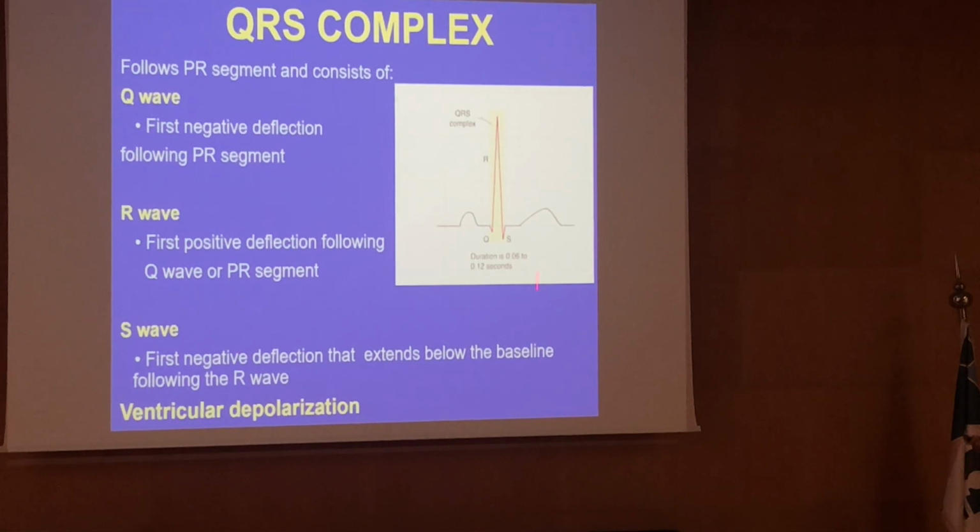Sometimes it could be all negative, and we call it QS. It depends on the location, it depends on the anatomy. So not necessarily will you see QRS in each signal. And in most of our signals, there is no Q wave, for example. Q wave is only in the lateral leads, for septal activation. You don't see it all the time.